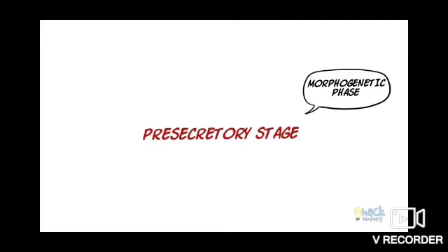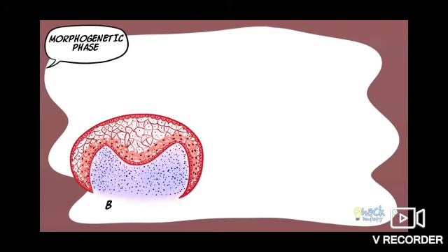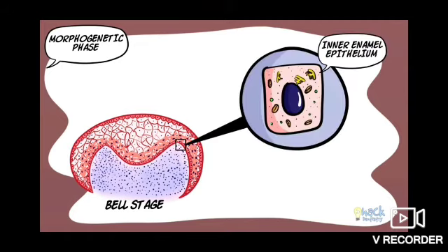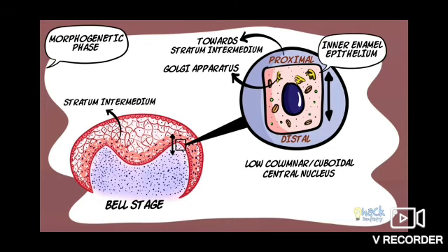The pre-secretory stage is further subdivided into two phases, referred to as the morphogenetic phase and the differentiation phase. In the morphogenetic phase, the enamel organ is in the bell stage of tooth development and the shape of the crown is established. The inner enamel epithelial cells are low columnar or cuboidal cells with a central nucleus. Golgi apparatus is located in the proximal portion of the cell, that is towards the stratum intermedium, and the other cytoplasmic components are scattered across the cell.